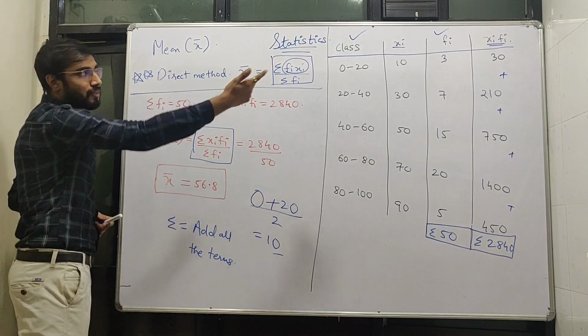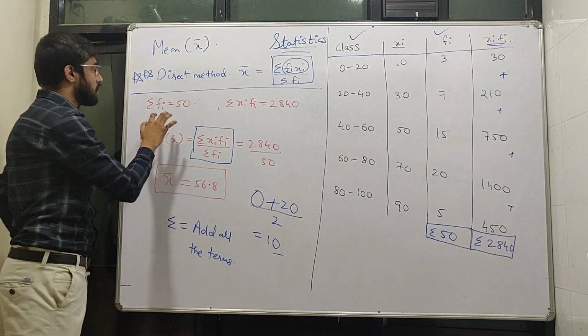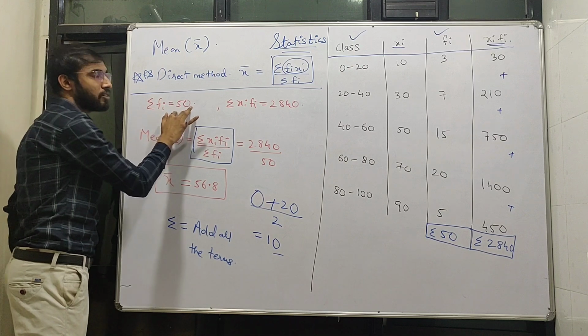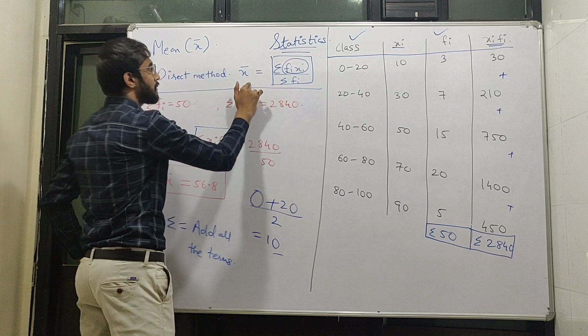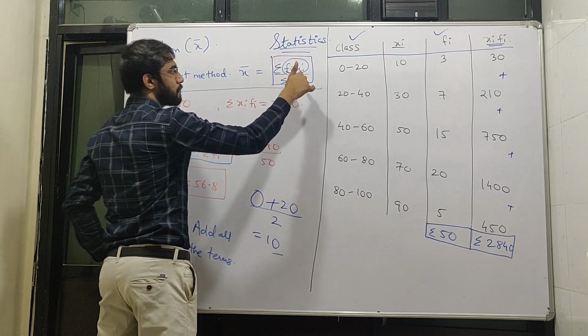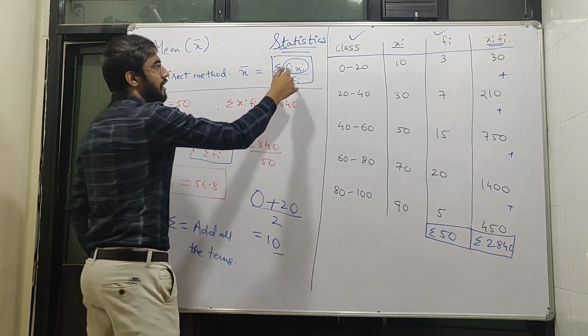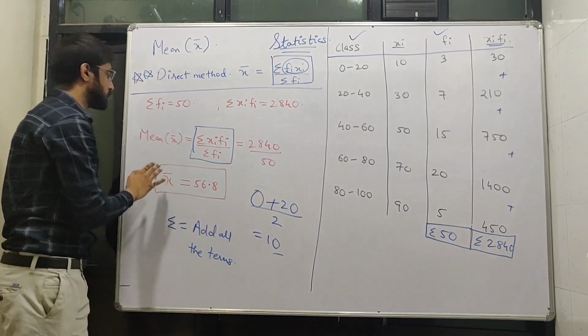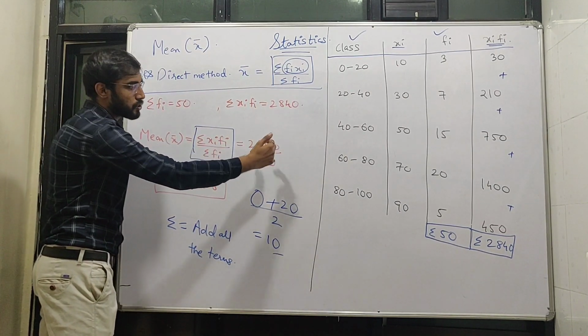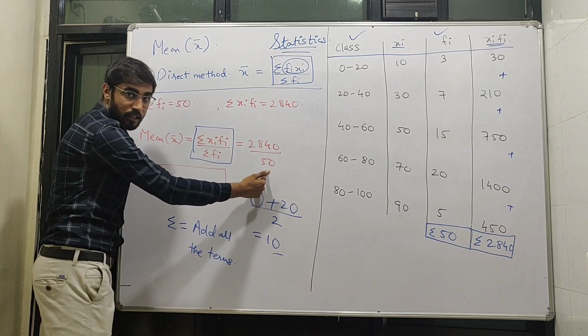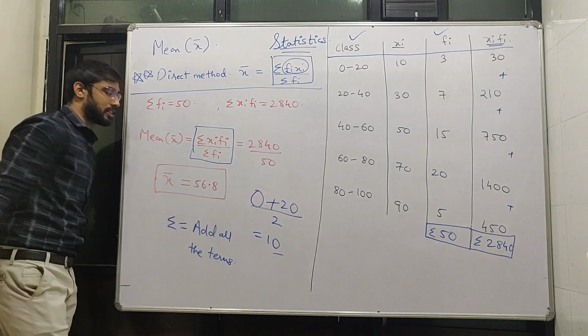Now the simple formula by direct method. We have found 2 values here. The summation of fi is 50, the summation of fi xi is 2840. The direct method formula is summation fi xi upon summation fi. That means we have to divide both these terms. So the value is 2840 divided by 50. The answer comes out to be 56.8.